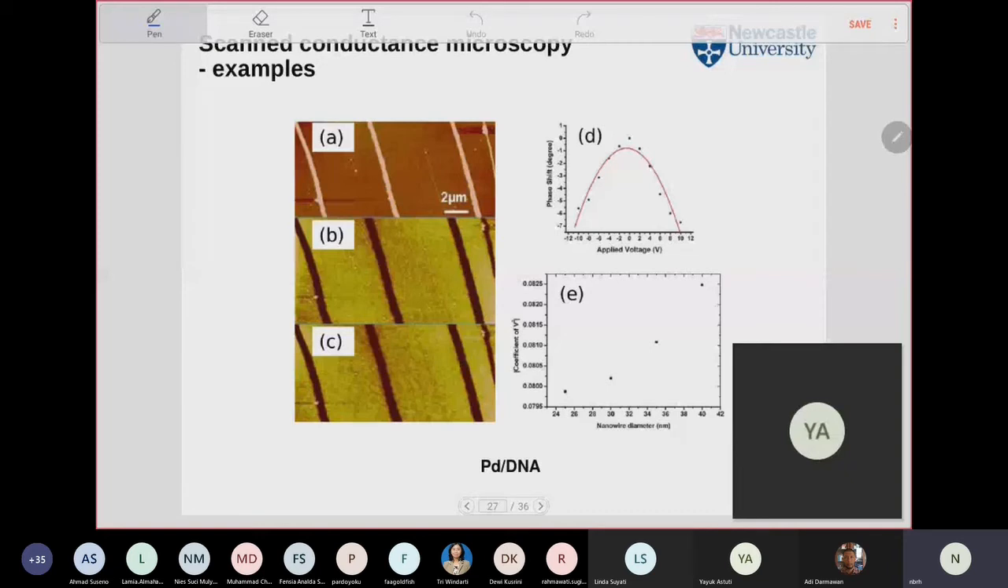B and C correspond to scan conductance images with positive and negative bias voltages. And what you can see is the palladium coated nanowires are strongly conductive with this strong negative phase shift, and the bare DNA molecules show up with a faint positive phase shift, which illustrates that they're insulating.